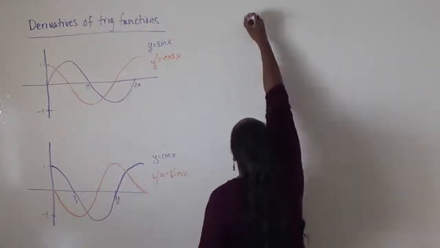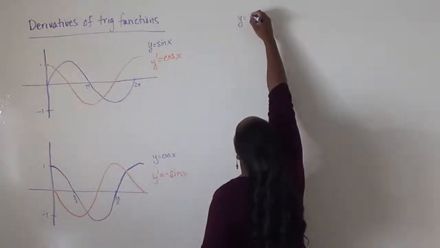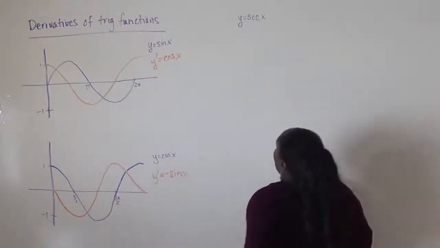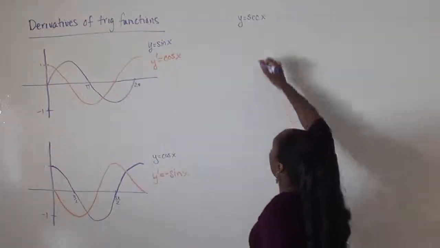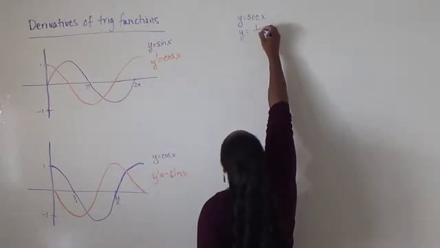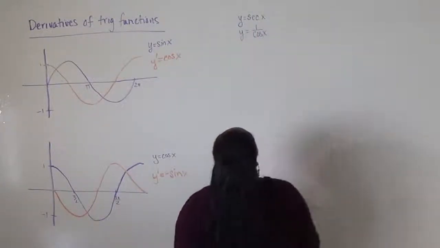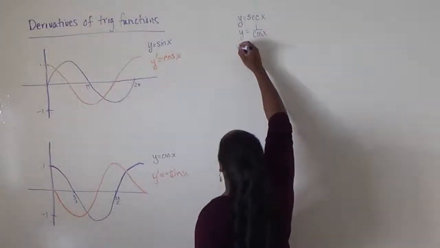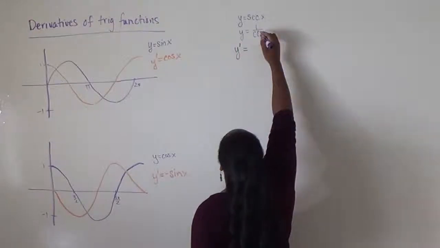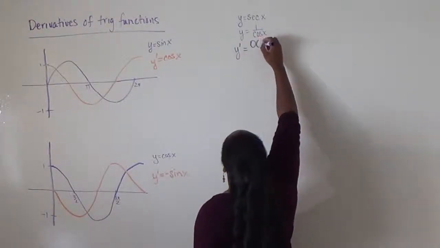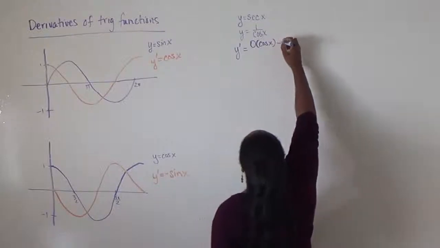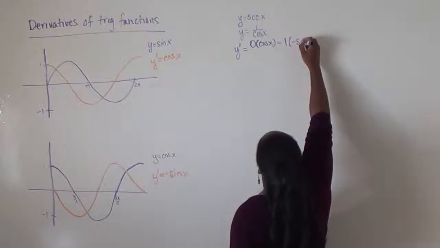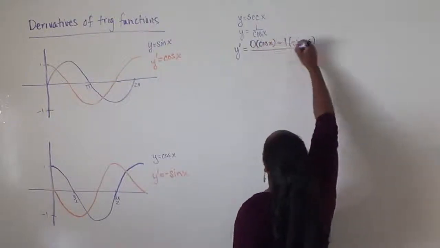Okay. So, for example, if we look at the secant of x, secant is the same as y equals 1 over cosine, and from our quotient rule, we know that we can take the derivative of that by taking the derivative of the top times the bottom minus the top times the derivative of the bottom, which we just found was negative sine of x, all over the bottom squared.